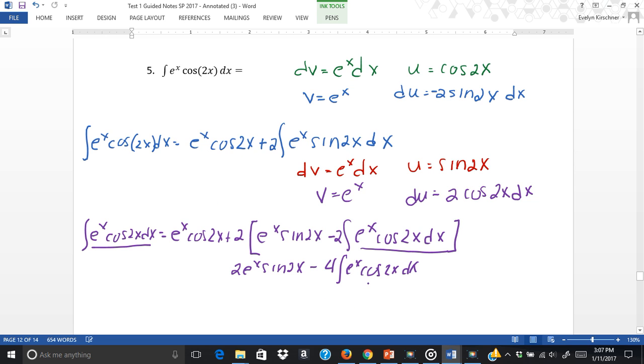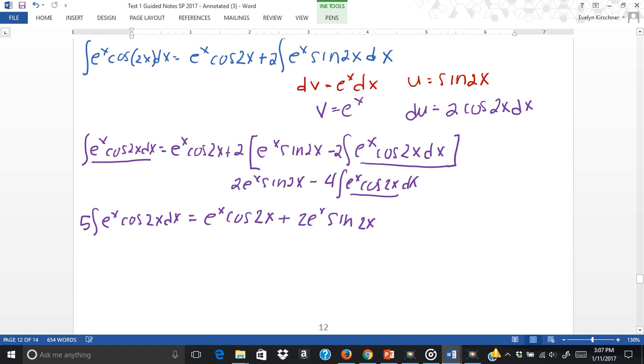Here's what I'm going to do. I'm going to bring this one over. I'm going to add this to both sides so that I have here 5 times the integral of e to the x cosine 2x dx, since these were the same. And it equals e to the x cosine 2x plus 2 e to the x sine 2x. We'll get to that c in a minute.